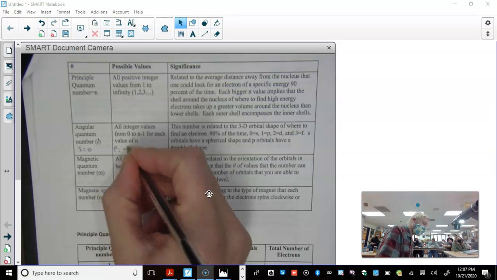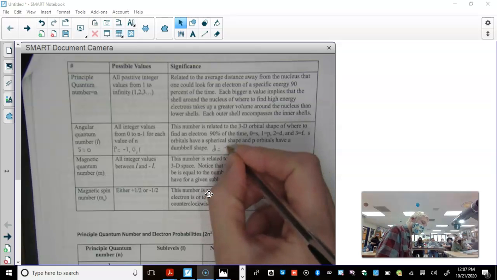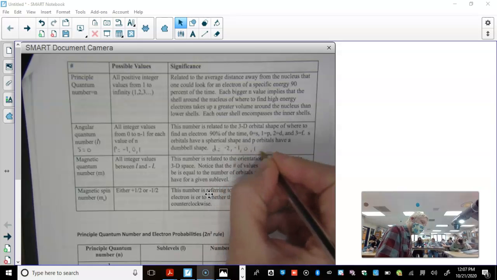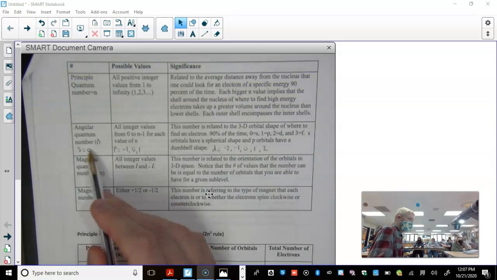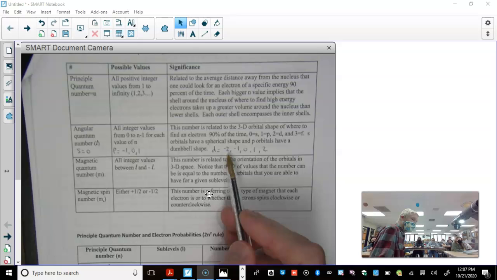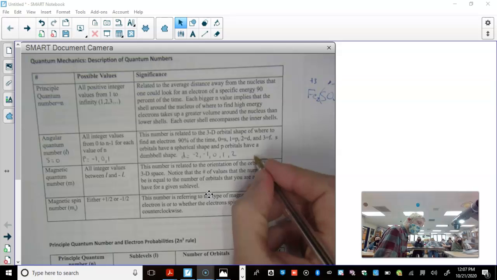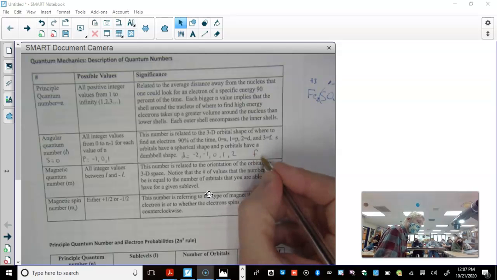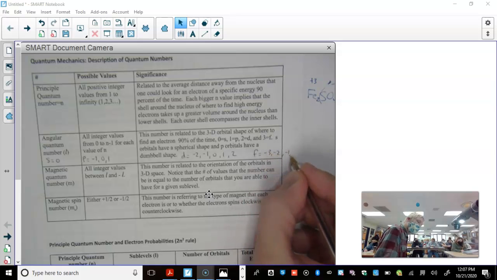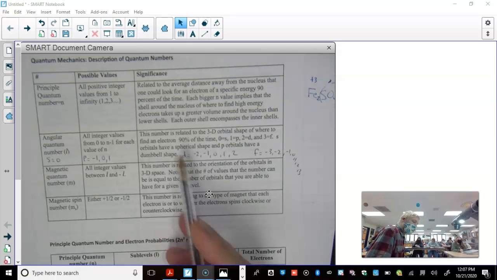If you're doing P, it's -1, 0, 1. If you're doing D, it's going to be -2, -1, 0, 1, 2. Notice how I have 1 circle for S, 3 circles for P, and for D I've got 5. So what do you think F would be? 7. It would be 7, and I would start at -3, go to 0, 1, 2, and then 3. So that's where that's coming from.